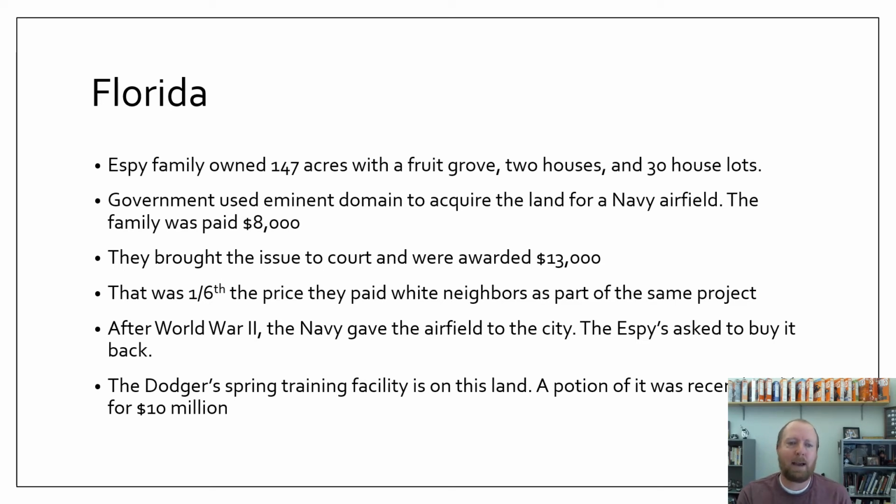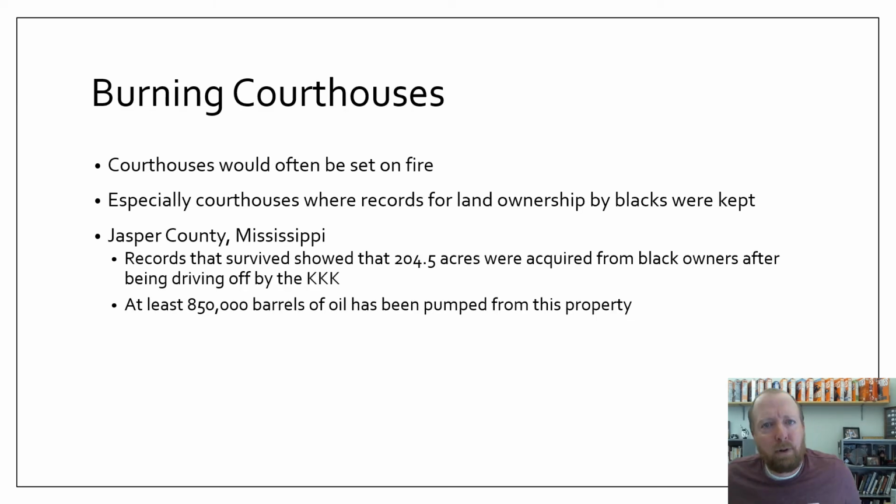These are examples of legal and illegal ways that blacks who legally owned land were moved off of their land. Another common practice was to burn courthouses. Legal documents were kept in courthouses, and so by burning these courthouses, the legal documents would go away. An example of this was Jasper County, Mississippi, which burned the courthouse and the documents disappeared.